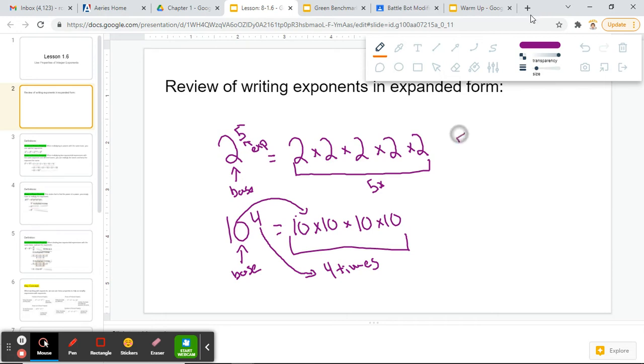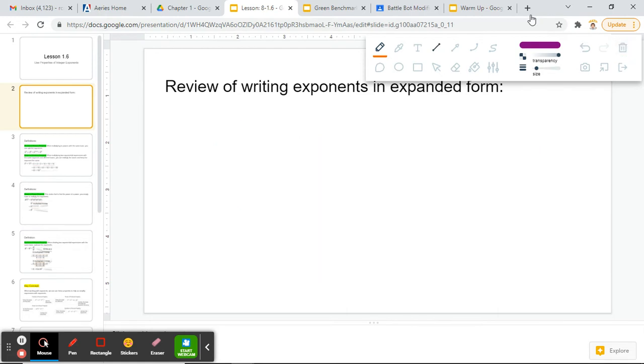So one last one here. Let's say I want to do 5 to the second. Then we would do 5 times 5, 2 times, just like 5 squared, because to the power of 2 is the same as 5 squared. So that's just a quick little review of how we do our exponents. Remember, it's just that number times itself, however many times that exponent says.